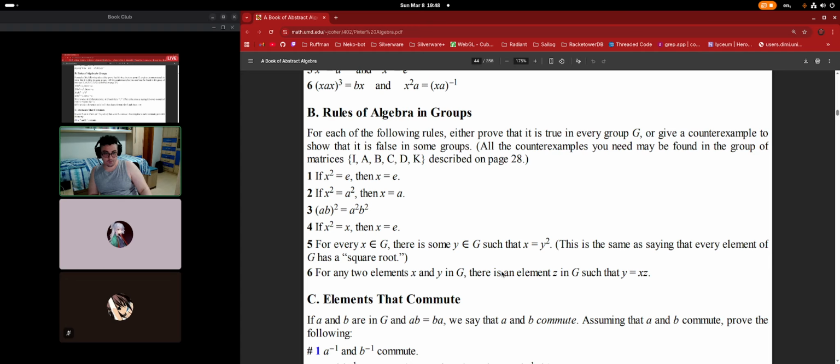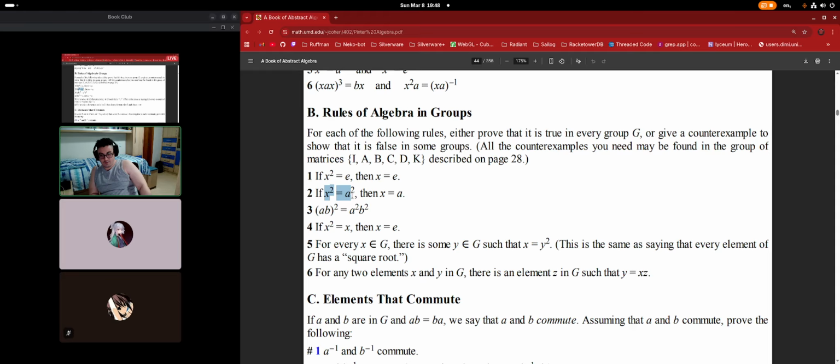For each of the following rules, either prove it is true in every group G, or give a counterexample showing that it is false in some groups. So the first one, is it true or is there a counterexample? Well, we saw a counterexample already in the XOR case. The XOR case. Yes, that is true. Next one.